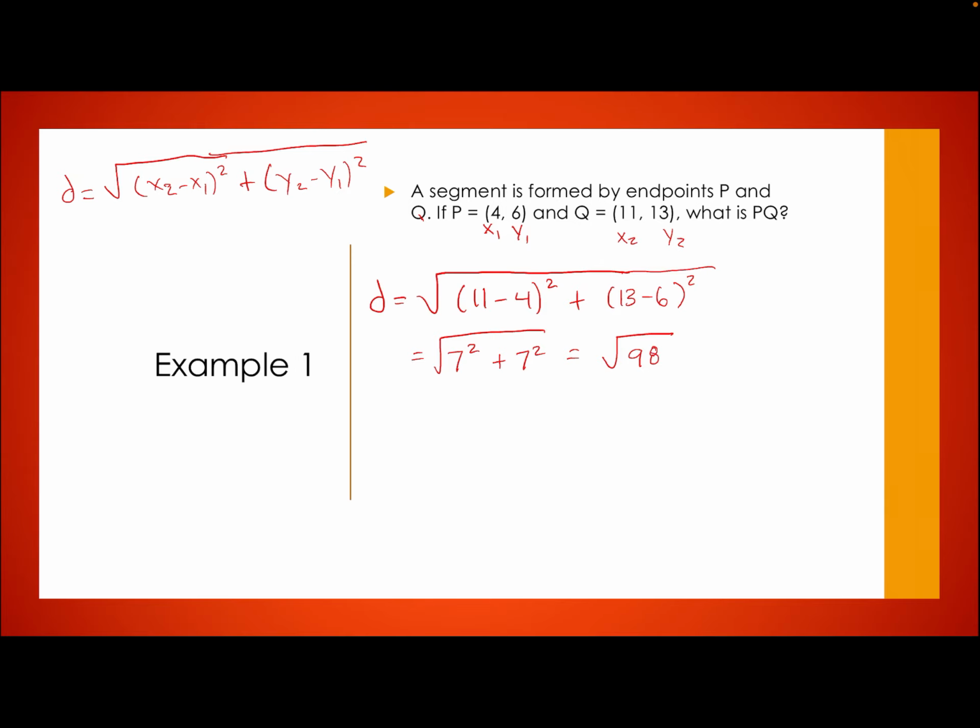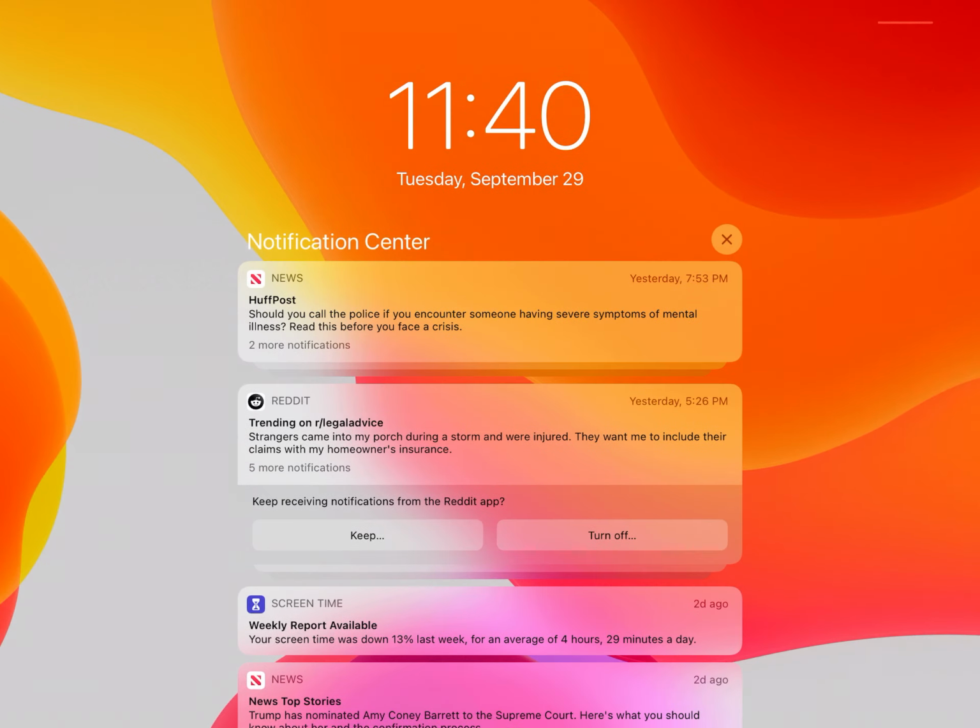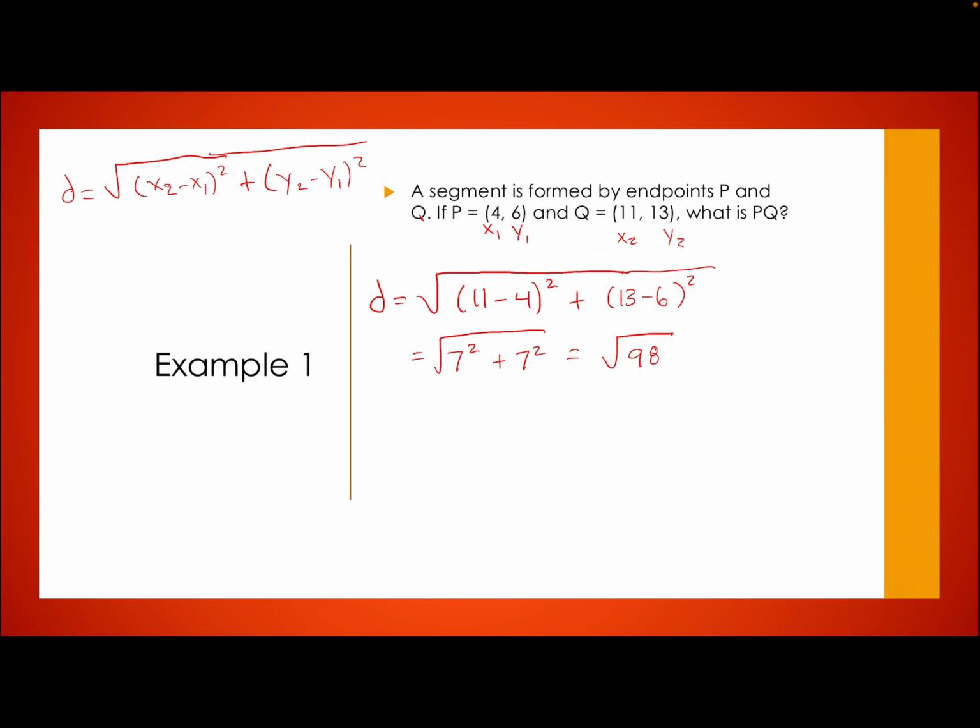I don't have my calculator available, so let's use the one on the, how do I get to my calculator? Give me a moment.